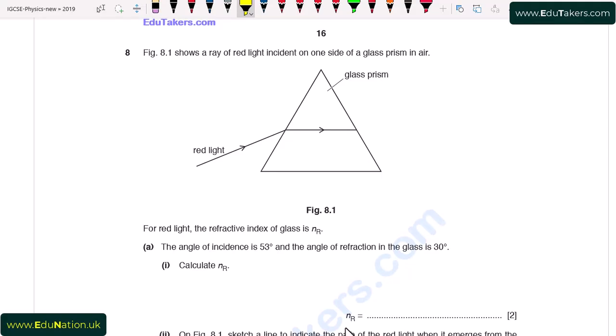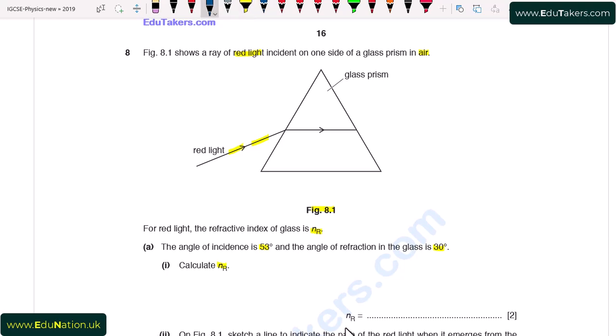Question number 8. Figure 8.1 shows a ray of red light incident on one side of the glass prism in air. Here is figure 8.1 and we can see that it's a red light that is incident on the glass prism and passing through it. For red light, the refractive index of the glass is nr. Part A. The angle of incidence is 53 degrees and the angle of refraction in the glass is 30 degrees. Part 1. Calculate nr. Here we have to calculate the value of refractive index of glass.